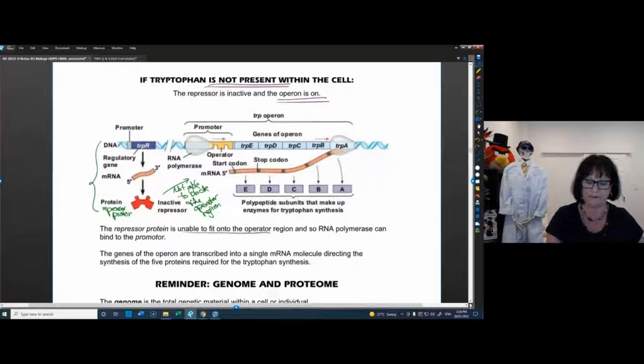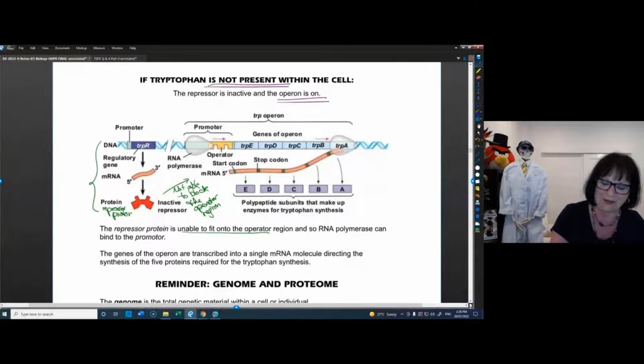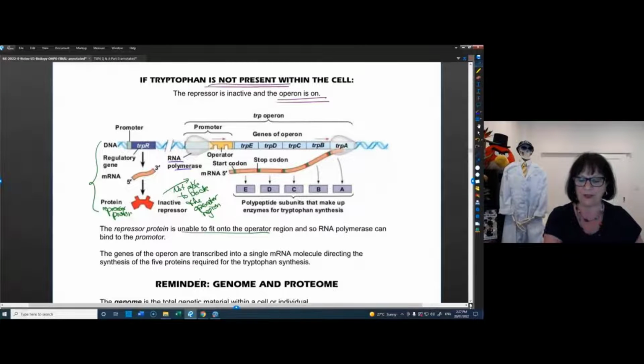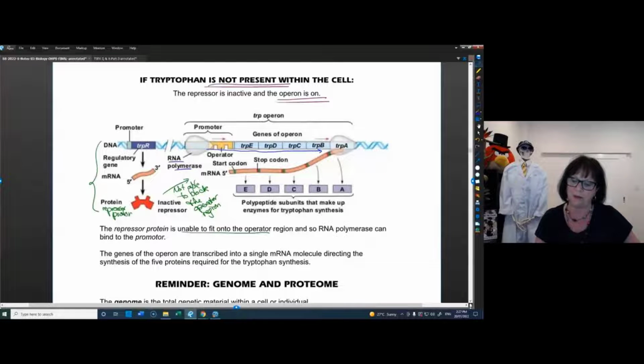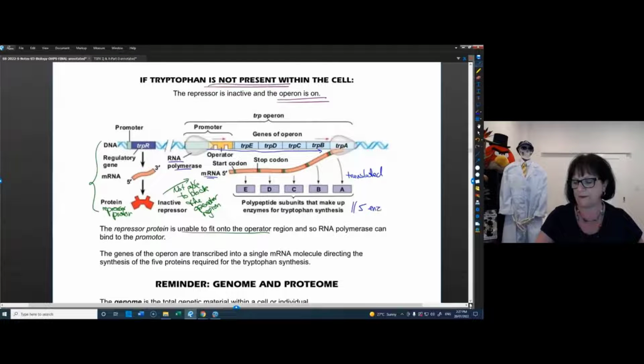Because it doesn't fit. The shape's wrong. Which means the RNA polymerase, which is joined to the promoter, can now move along, transcribe each of the genes, TRP A, B, C, D, and E, we'll just call them that, into the mRNA. Then each of those will be translated into the specific enzyme.